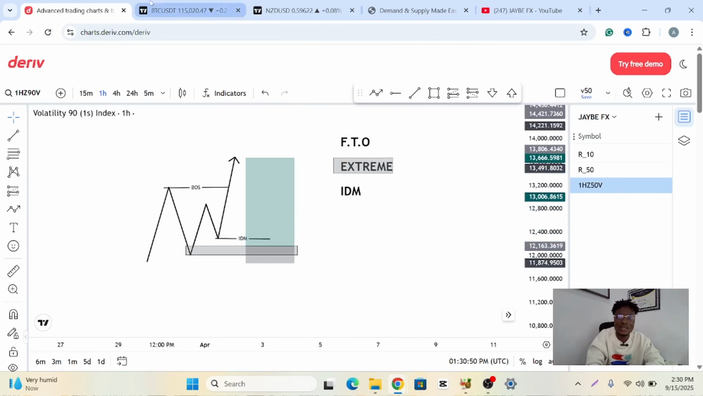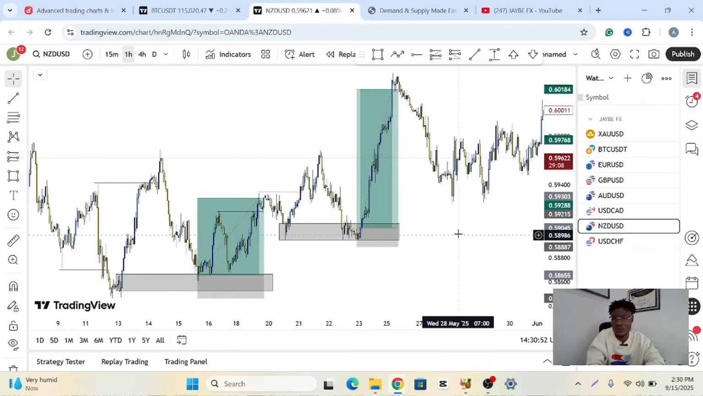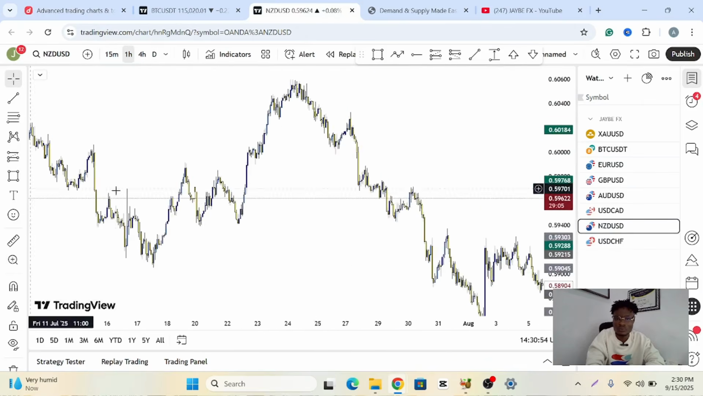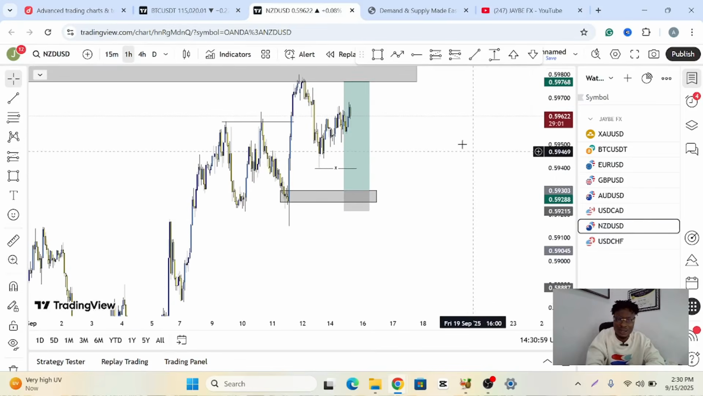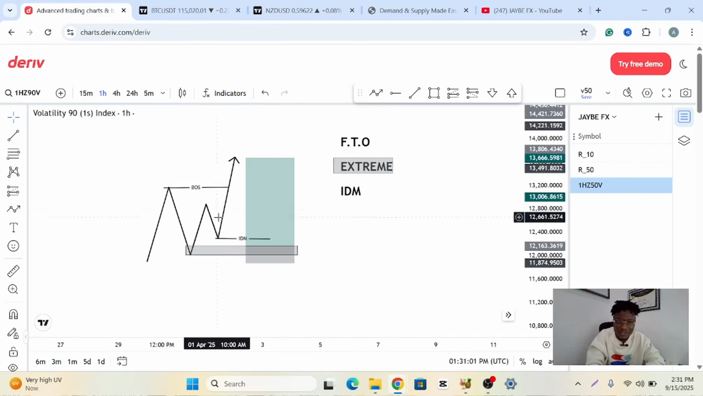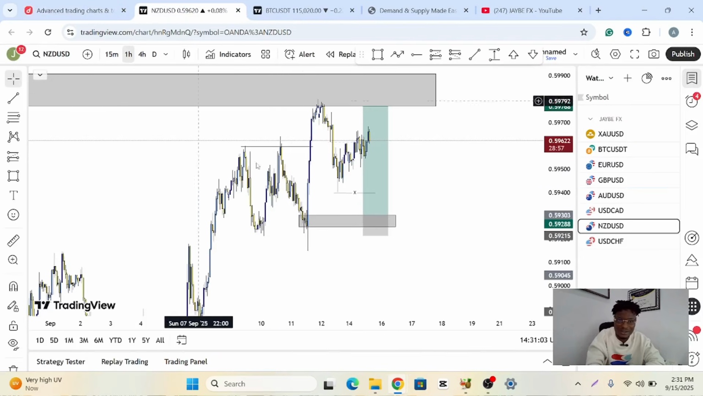I'm going to be showing, I think I have setups like so. Let me show you. But most of the time, the market will not respect. This is it. You can see the same thing that I'm explaining here. Is there anything different? We have inducement.